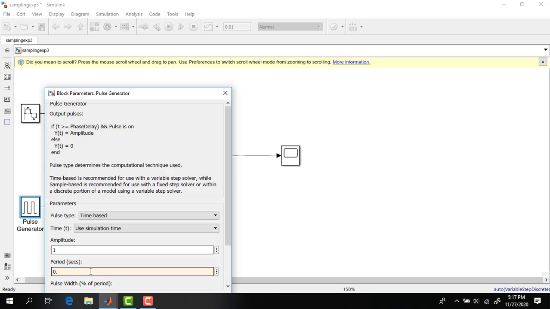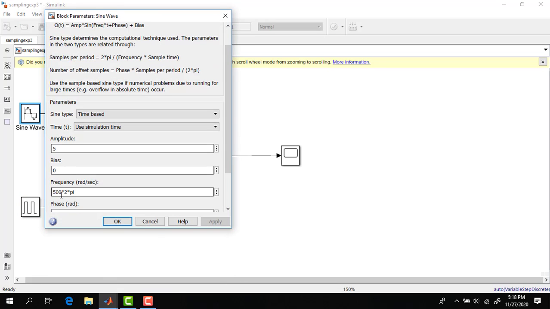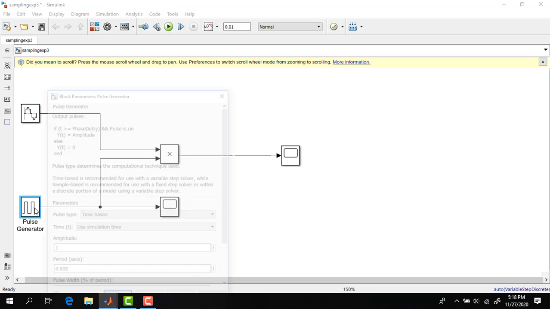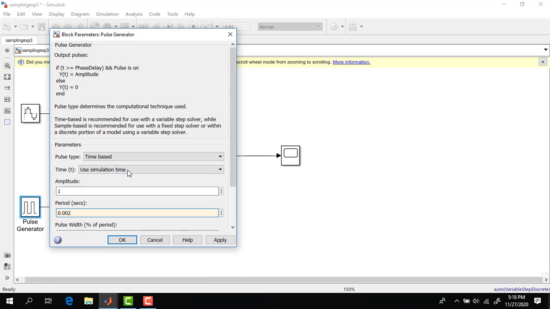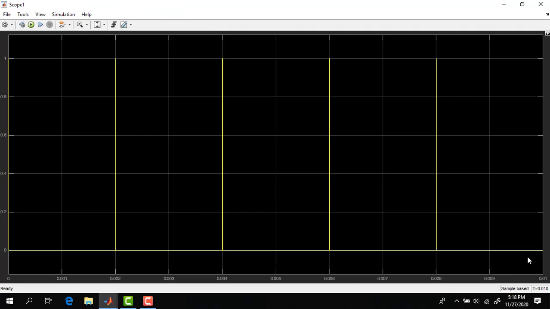So it will be 0.005. I have to check back. Oh, it should be 0.002. I'm sorry. So now our sampling frequency and our original signal frequency are the same. So let's check it. Yes, we have only 5 samples in 0.01 second. So only 5 samples.